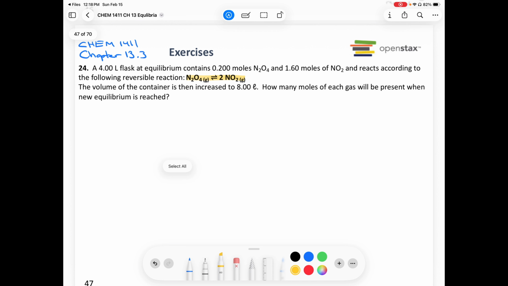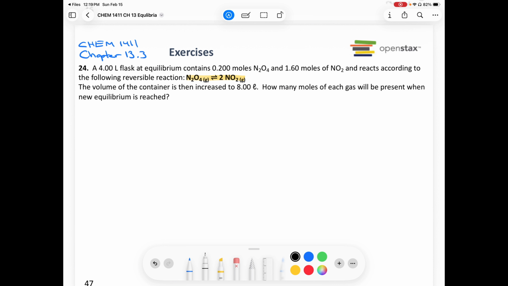1 mole of N2O4 is in equilibrium with 2 moles of NO2. The volume of the container is then increased to 8 liters. How many moles of each gas will be present when the new equilibrium is reached? And so I'm going to go a little faster than I have on some of the previous problems.